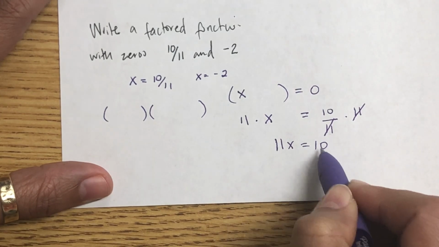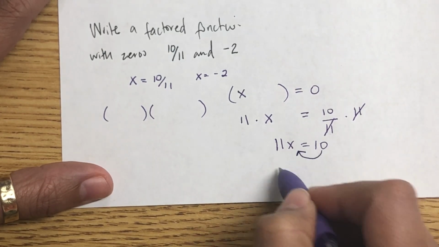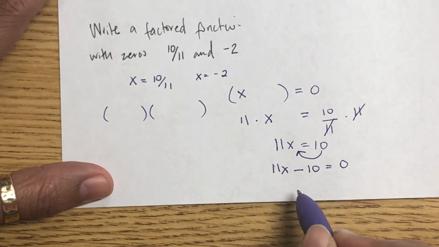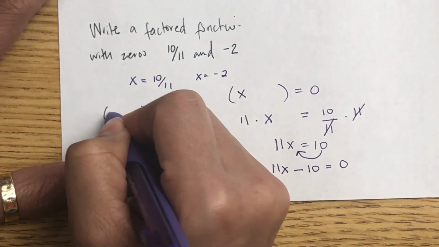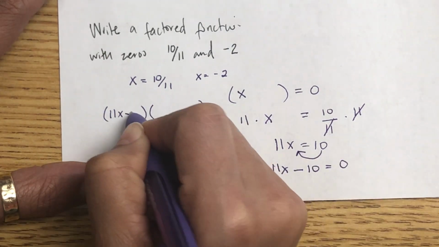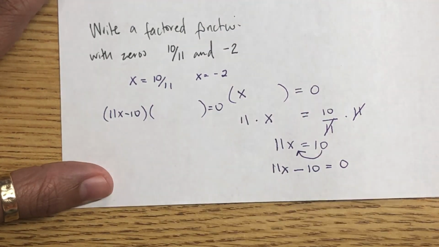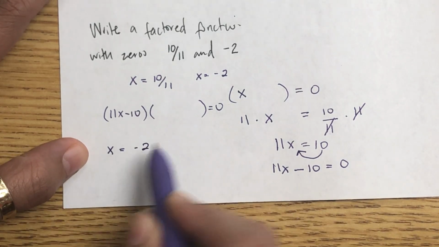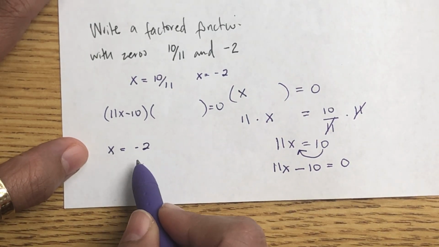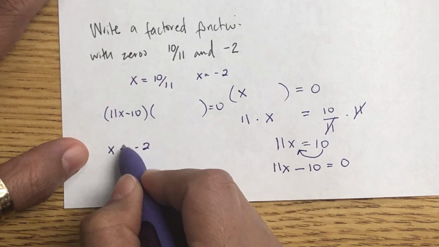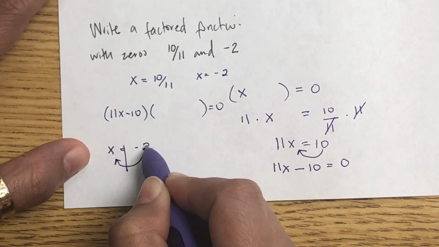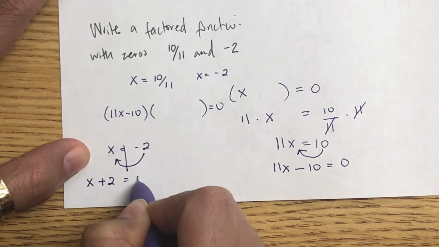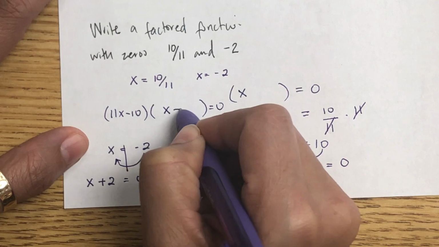How do I make this 0? I take this to the other side. What's that going to become? 11x minus 10 equals 0. That's what I'm looking for. So that's my first factored form, 11x minus 10. My next one is x equals negative 2, but I want the right-hand side to be 0. So I need to take this across the river and change it from negative 2 to positive 2. So that's going to be x plus 2, and that gives me my 0. So that's my next factored form.